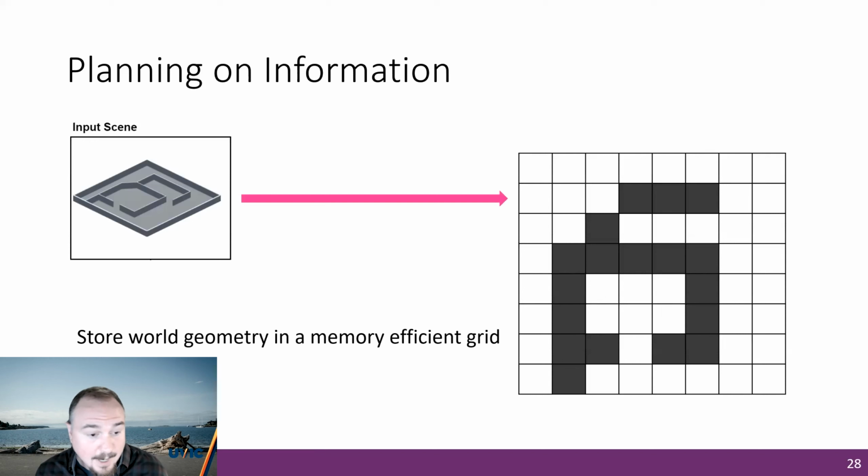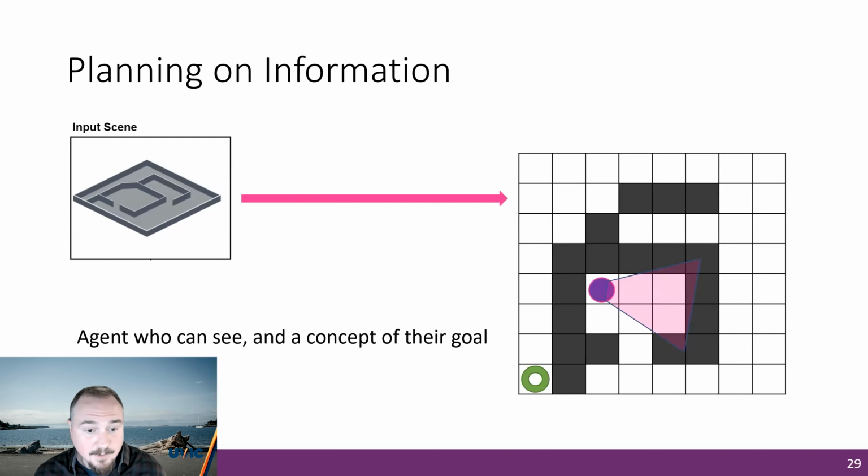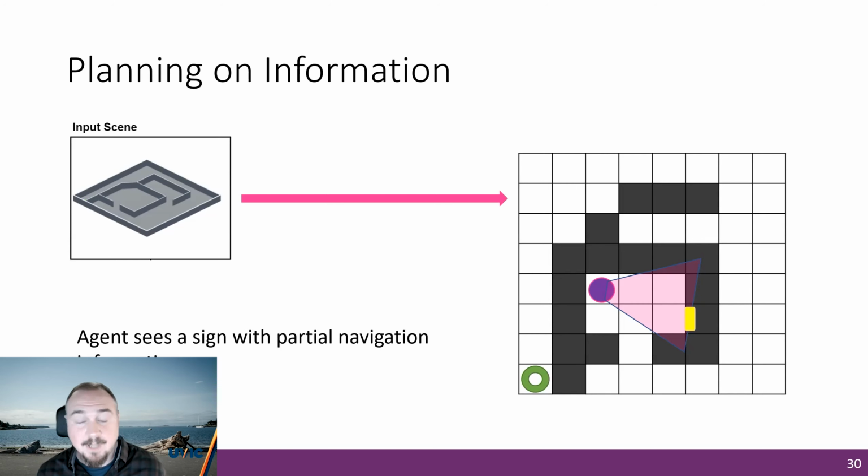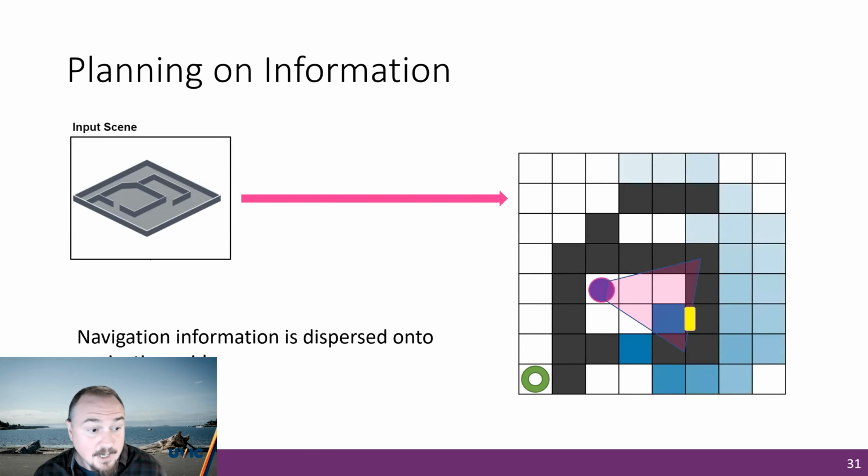So from our perspective, this is what it looks like. We use it a little differently. You can store your world geometry in some sort of grid. You have an agent with a goal. That agent can see. It has its own camera, so we're processing from their point of view. The agent might see a sign with partial navigation information. Maybe this is directional or a map. And the navigation information is then going to be dispersed onto a navigation grid.